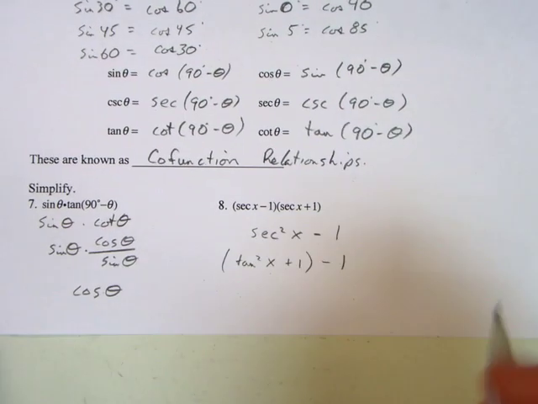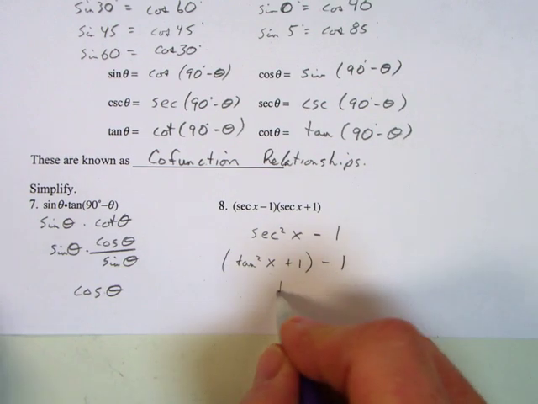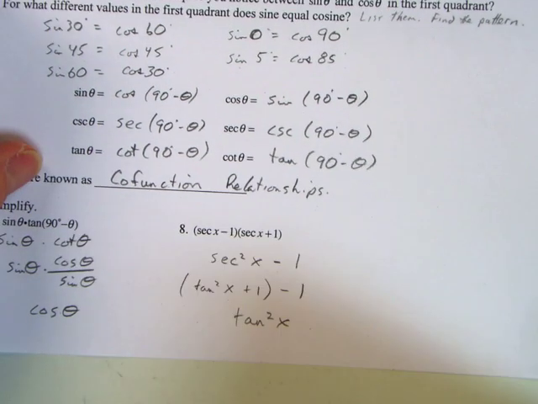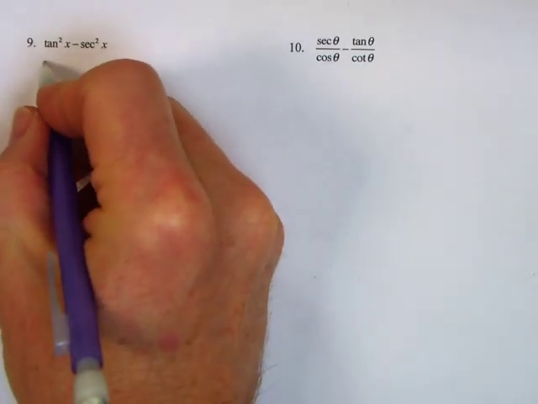And this will simplify to just tangent squared, and there's nothing else to do with that one. Let's go on to the next one. Now, on some of these, there's different forms that we can use, and there's no one way that has to be done every time.